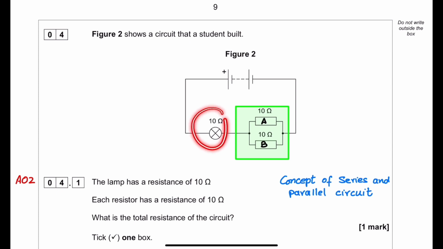There is a filament lamp that has a resistance of 10 ohms. A symbol of the battery is given here.